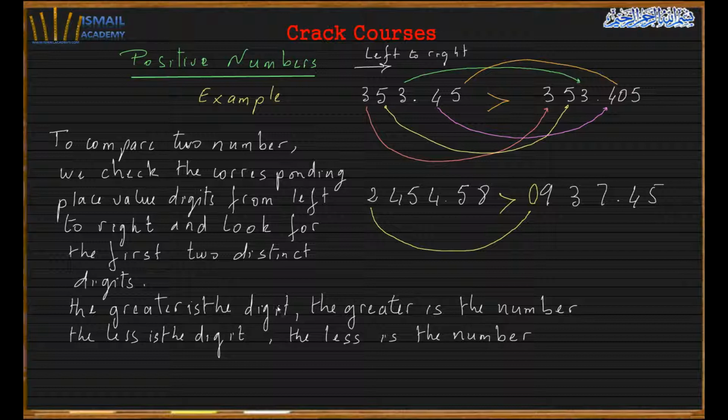So the greater the digit, the greater the number. That means if the digit is greater, the number is greater. Here we check all of them, and we find out that this digit is greater than that one. That means that number is greater, because the rest are all equal. So this one decides which number is greater.